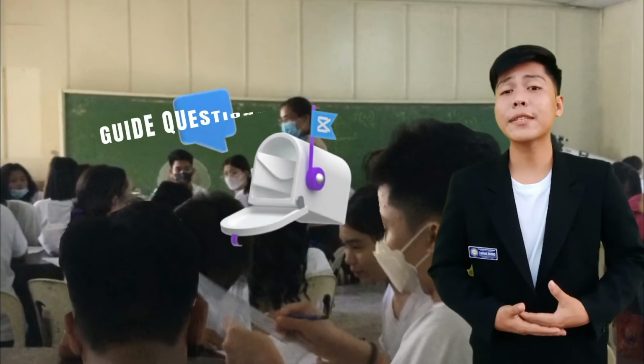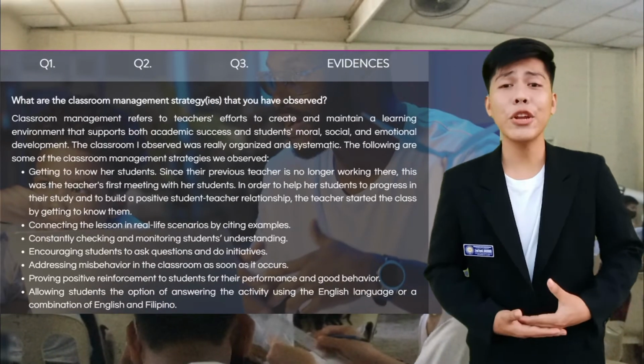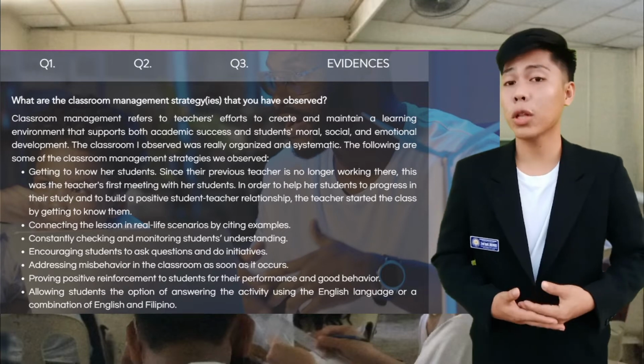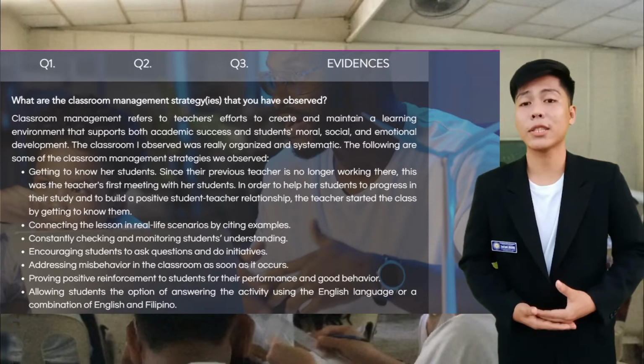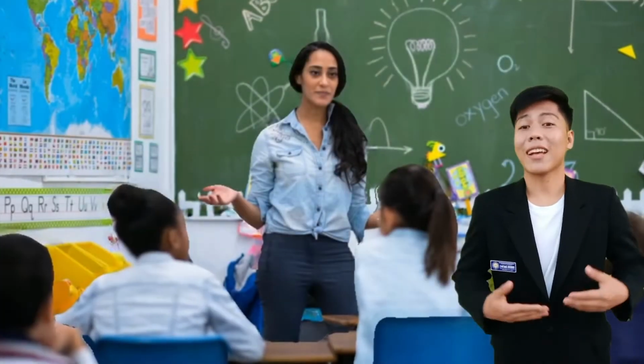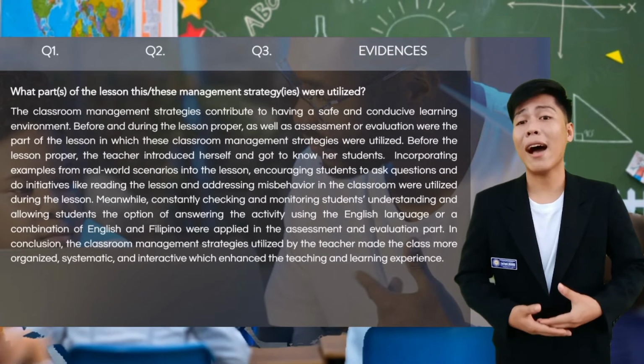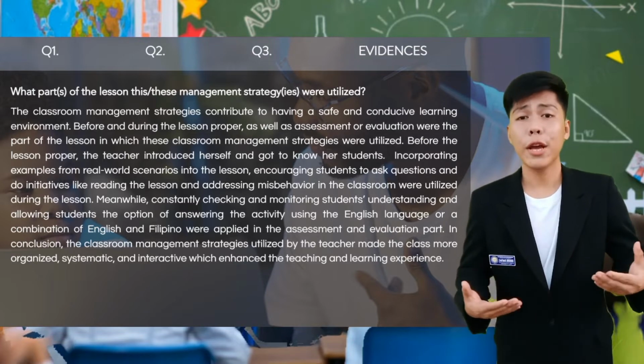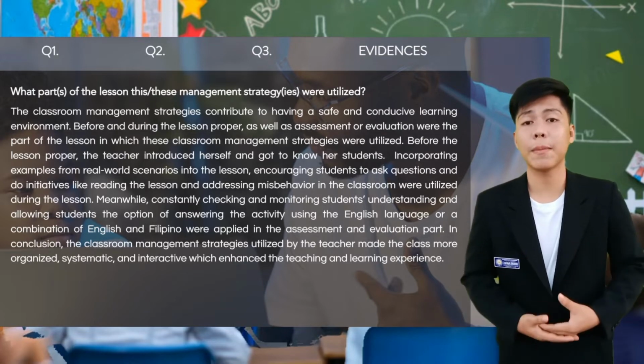Classroom management refers to the teacher's efforts to create and maintain a learning environment that supports both academic success and students' moral, social, and emotional development. The following are some of the classroom management strategies we observe. The classroom management strategies contribute to having a safe and conducive learning environment. These strategies were used before, during, and after the lesson, as well as during assessment or evaluation.